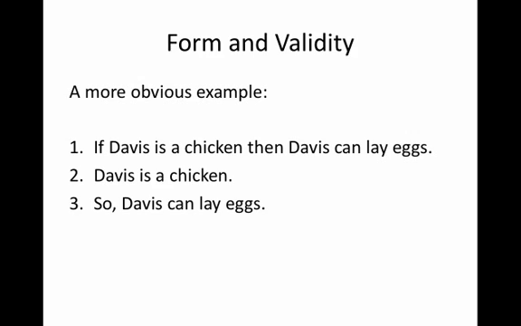Here's a more obvious example. If Davis is a chicken, then Davis can lay eggs. Davis is a chicken, so Davis can lay eggs. I don't really need to explain why this argument has false premises. I'm not a chicken and I don't lay eggs. But again, the argument's valid because of the structure or form. If P then Q, P so Q.